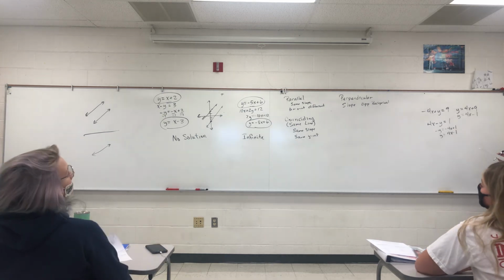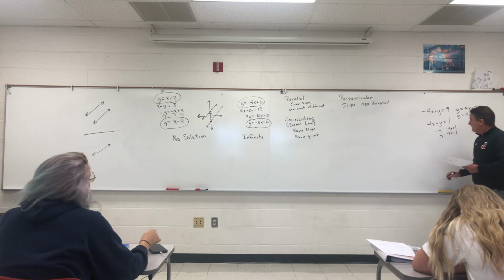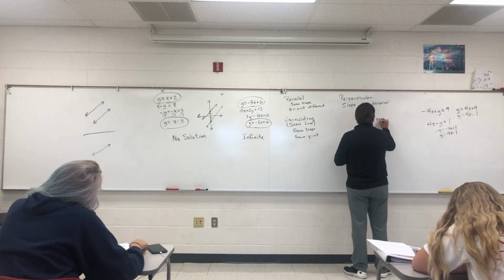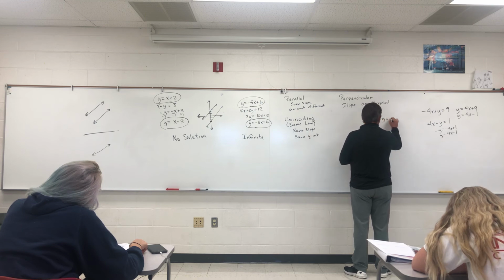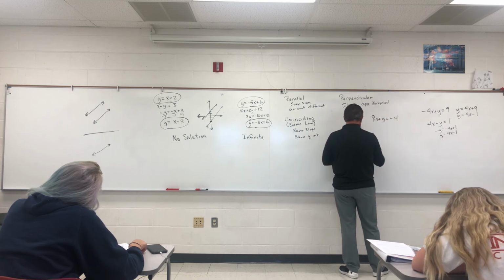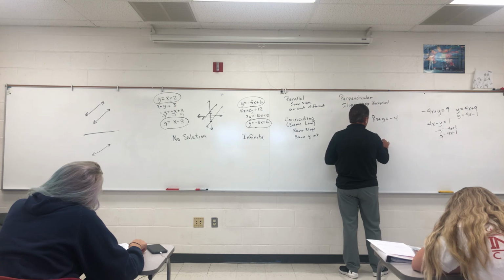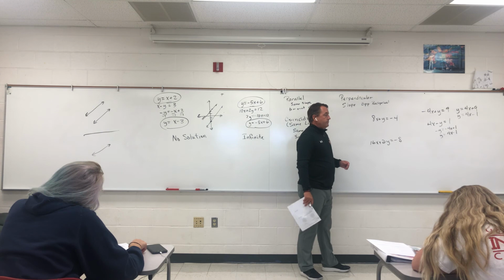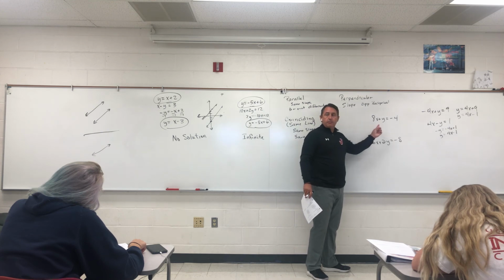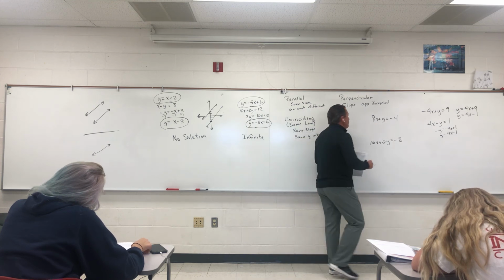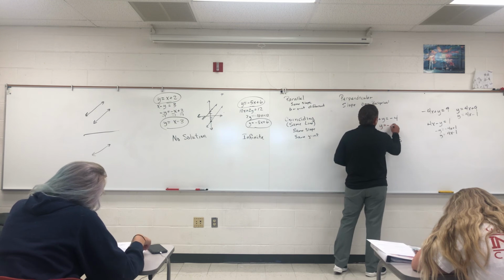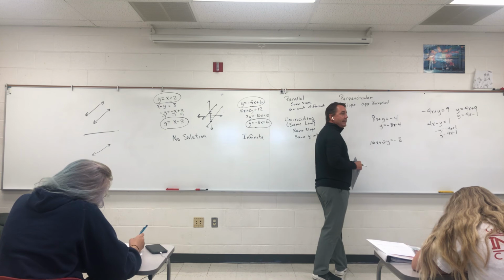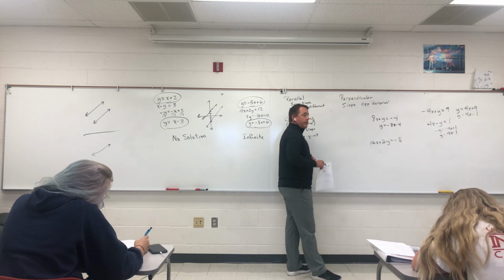Okay, now we look at the next one, B. We've got 8x plus y equals negative 4, and we've got 16x plus 2y equals negative 8. The top one's easy to move into slope-intercept. You just have to move the 8x over. So y equals negative 8x minus 4. Does everybody see why the 8 became negative?